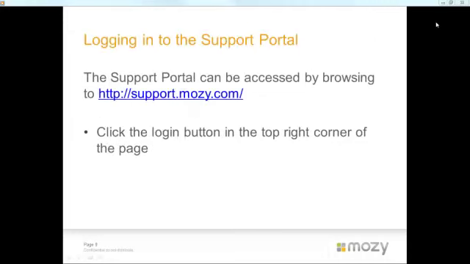Okay, so the support portal. To log into the support portal, you go to support.mozy.com. Once you land on that landing page, at the top right-hand side, you will see a My Support button. If you click on that, you will get a login. You log in here with your credentials for your Mozy account, so your Mozy username and password, and then you will get into your support area.